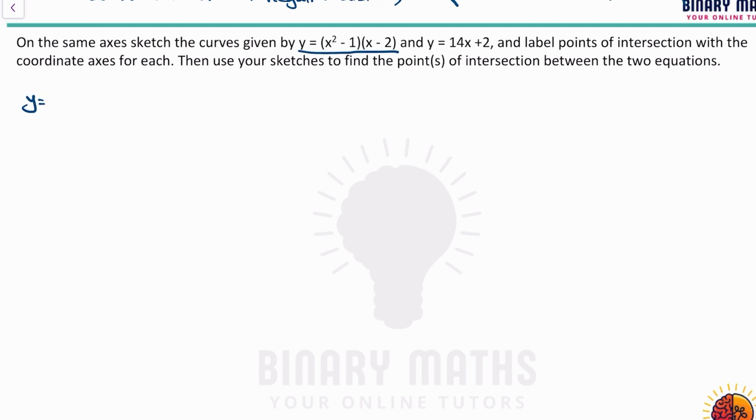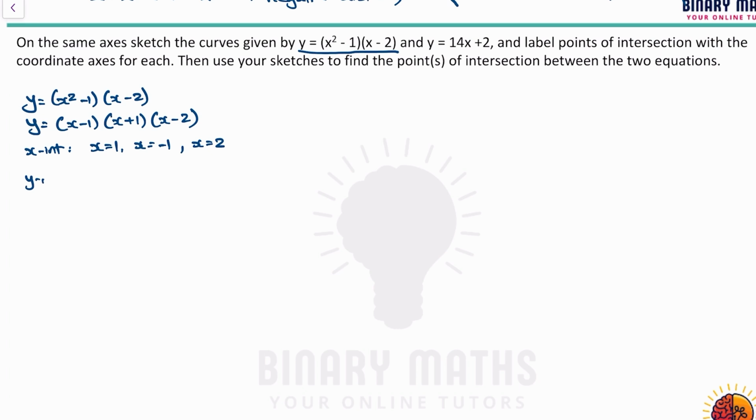So y is equal to x squared minus 1 times x minus 2, which is a cubic. If I factorize x squared minus 1, I get x minus 1 times x plus 1 times x minus 2, which means the x-intercepts are x equals 1, x equals negative 1, and x is equal to 2. The y-intercept is negative 1 times positive 1 times negative 2, which gives me positive 2, which means y is equal to 2 is my y-intercept.